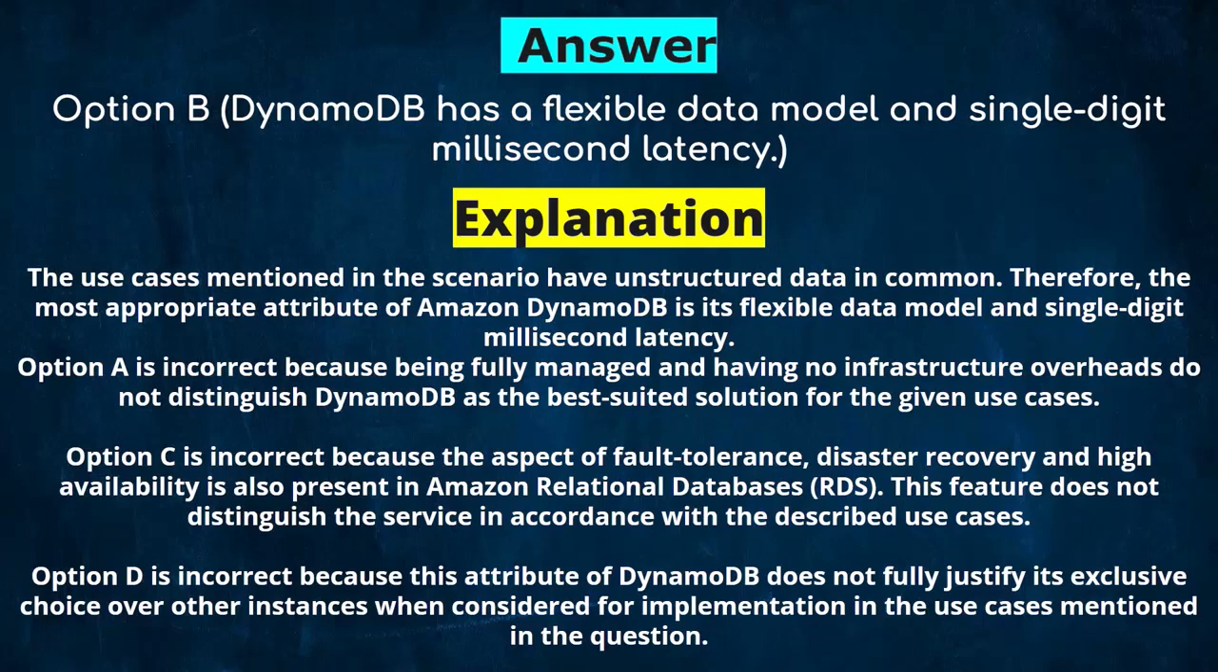Option A is incorrect because being fully managed and having no infrastructure overheads do not distinguish DynamoDB as the best suited solution for the given use cases. Option C is incorrect because the aspect of fault tolerance, disaster recovery, and high availability is also present in Amazon Relational Database. This feature does not distinguish the service in accordance with the described use cases. Option D is incorrect because this attribute of DynamoDB does not fully justify its exclusive choice over other instances when considered for implementation in the use cases mentioned in the question.